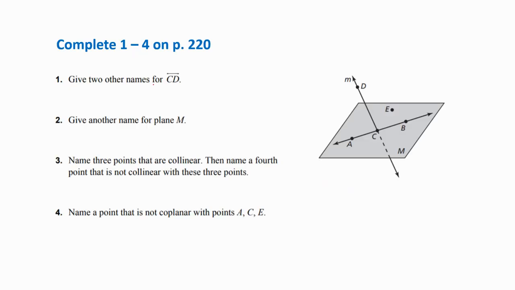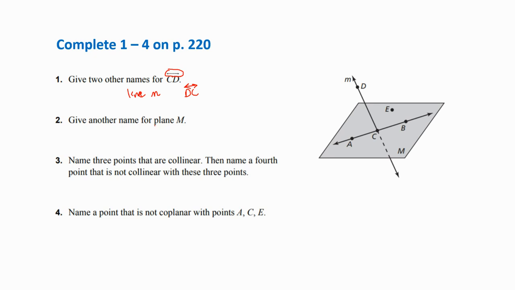All right, give two other names for CD. So go and try this. Problem 1. Give two other names for CD. Notice we're talking about the line here because there are arrows on the end. Okay, so you should have said line M, and you should have also said line DC with arrows at the end.